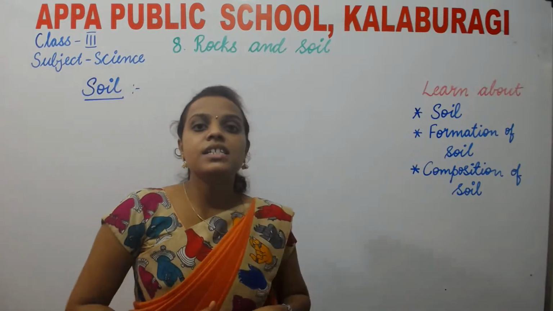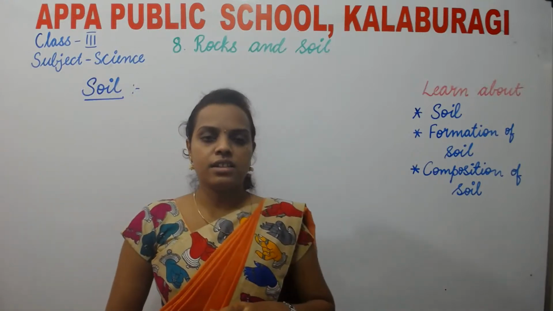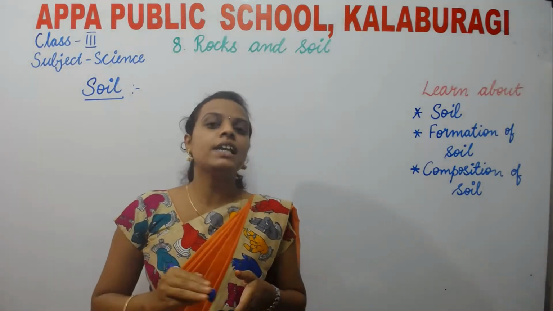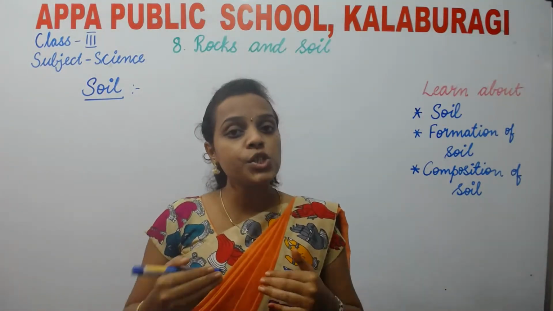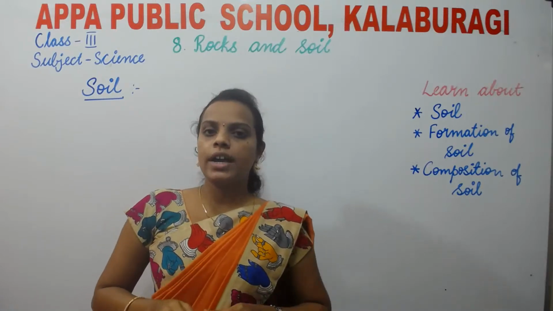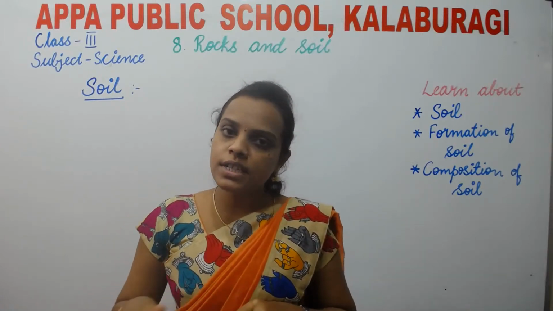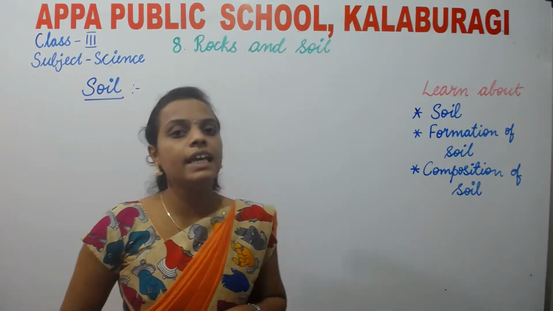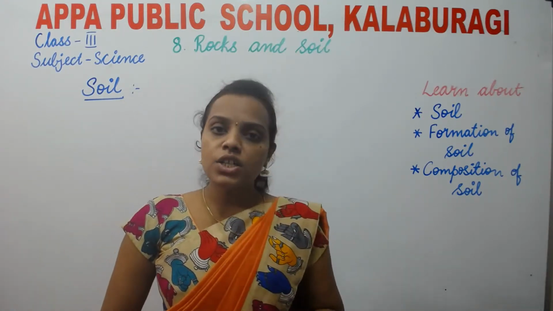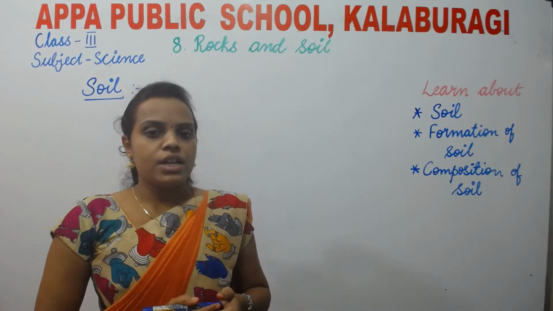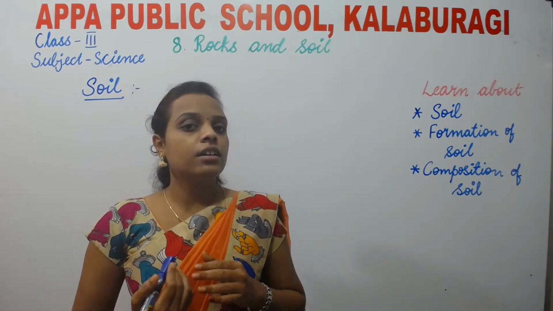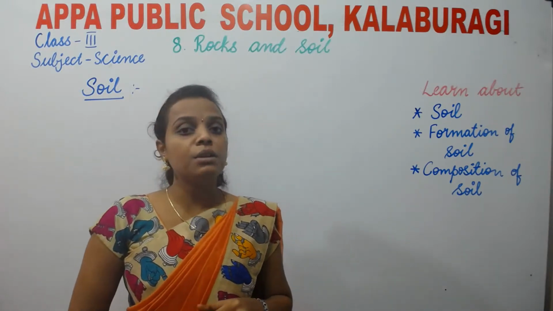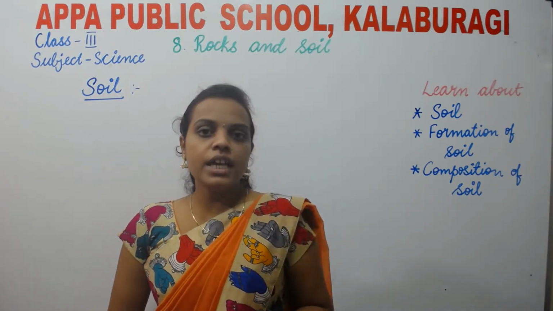So first is the definition of soil. Earth is made up of many layers. The topmost layer of the earth which we live on is the soil. And also the green plants which make the earth green, they also grow in the soil.